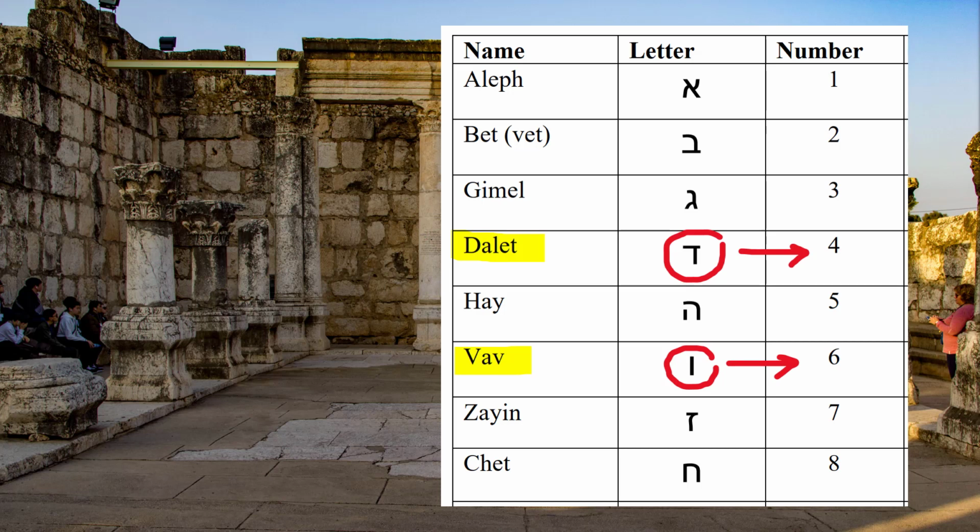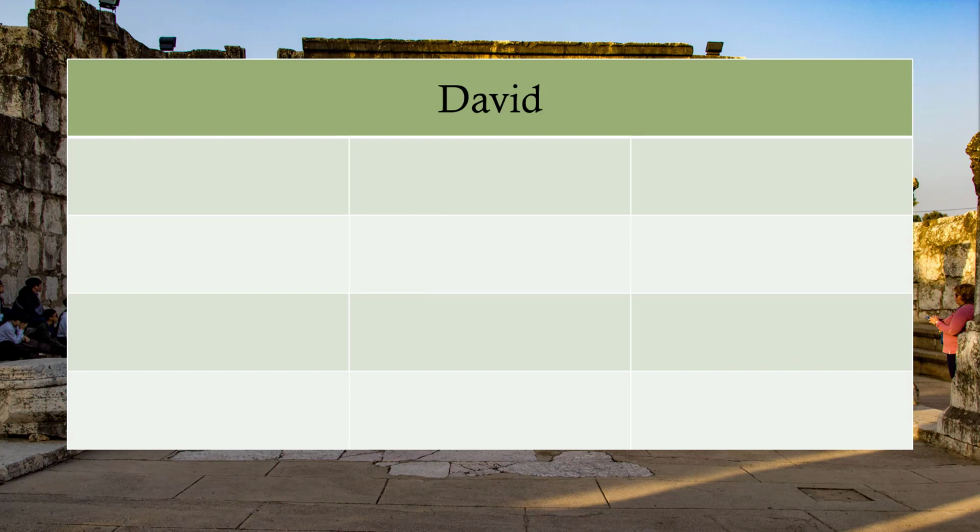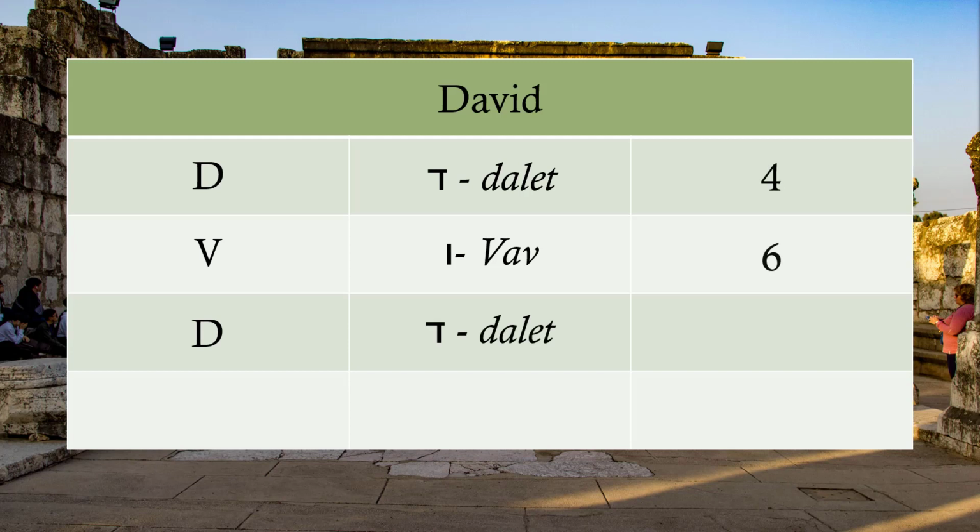So I can see Dave, he's already got it figured out, but for the rest of us, how do we do that? Then we got to do the math, right? So Dalet, Vav, and a Dalet, and you get a four, and you get a six, and you get a four, and what's the grand total? 14.